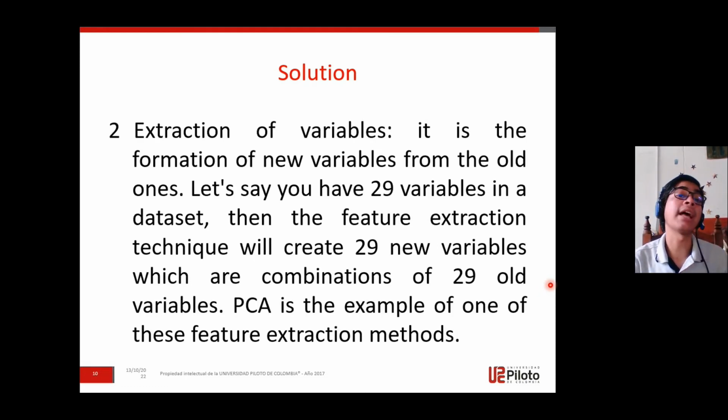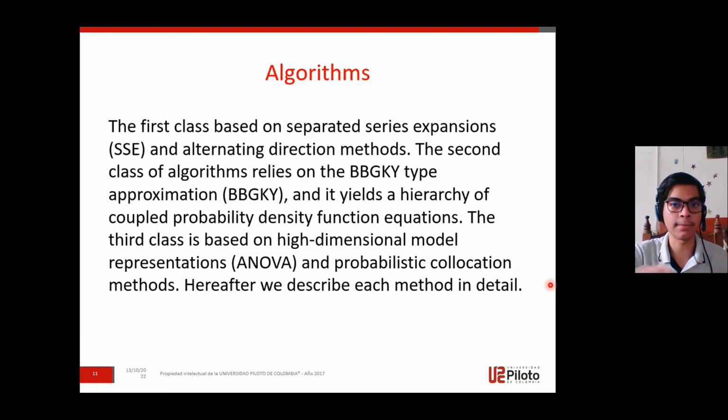And the second solution is feature extraction. It is the formation of new variables from the old ones. Let's say you have 29 variables in a dataset. Then the feature extraction routine will create 29 new variables which are combinations of the 29 old variables. PCA is an example of one of these feature extraction methods.